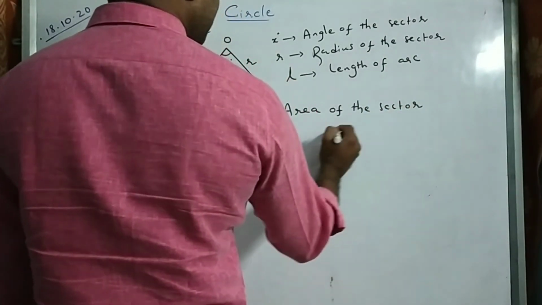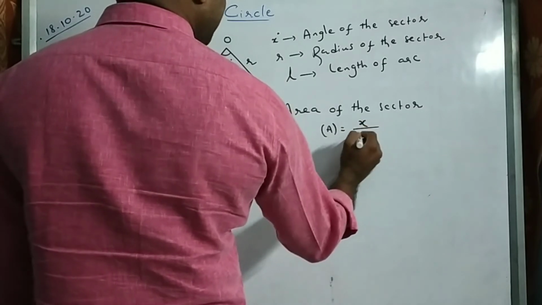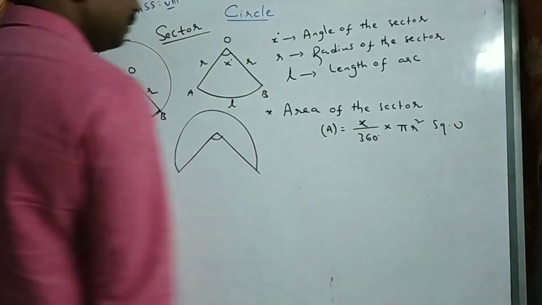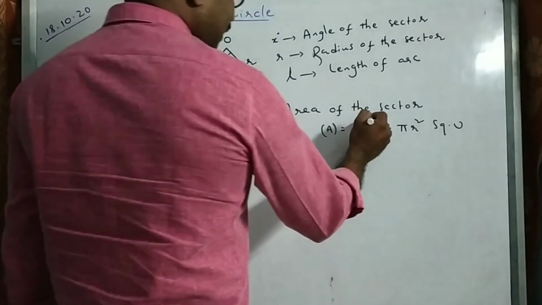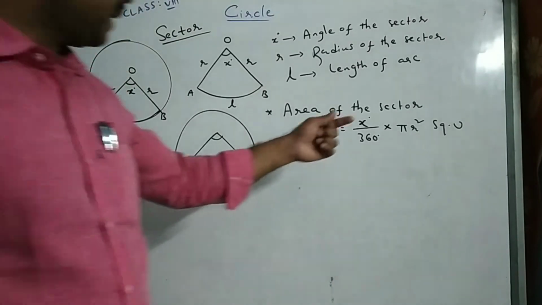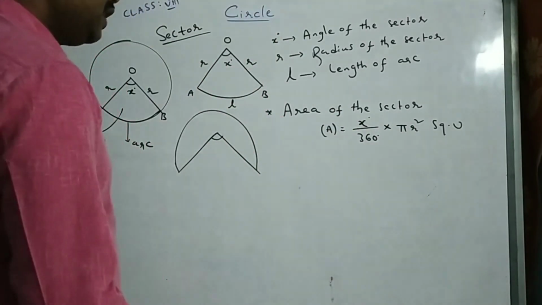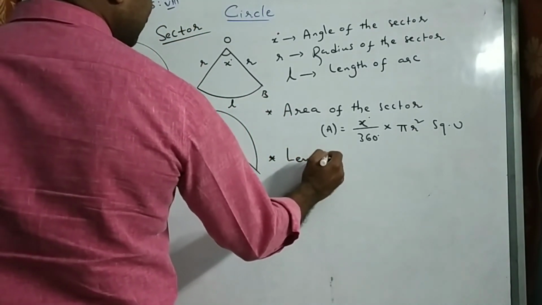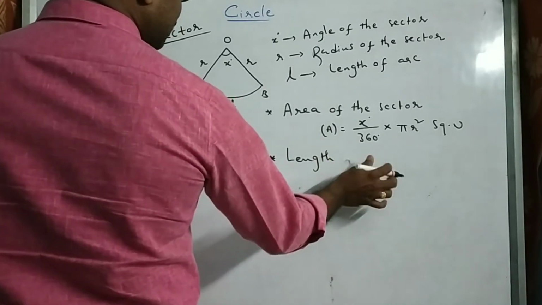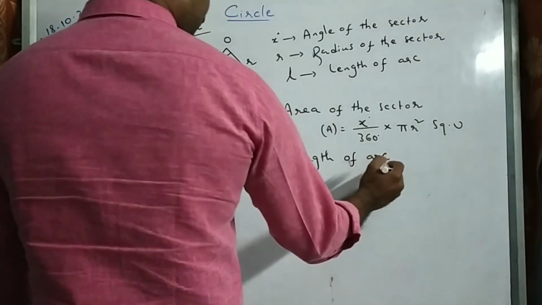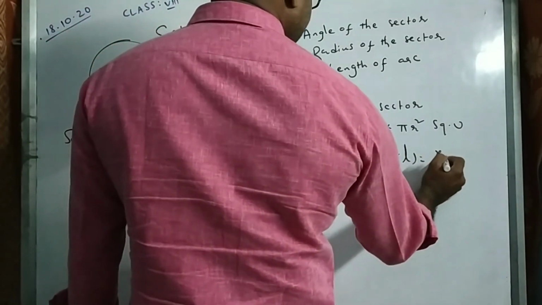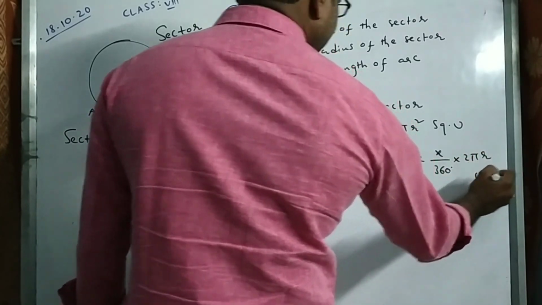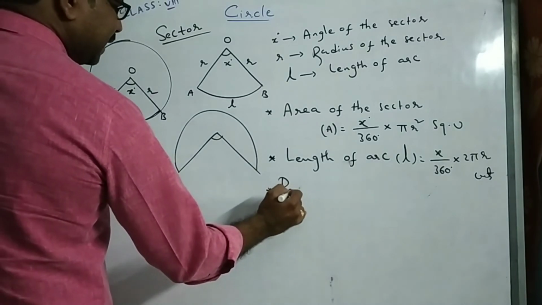Area of the sector is x by 360 degrees into pi r square. What is the x here? The angle of the sector will be given in the problem. So x by 360 degrees into pi, value 22 by 7, and r is the radius. Length of arc L is equal to x by 360 into 2 pi r units.